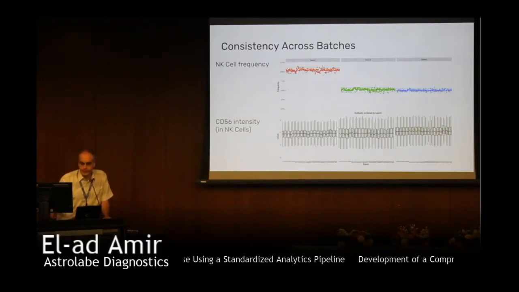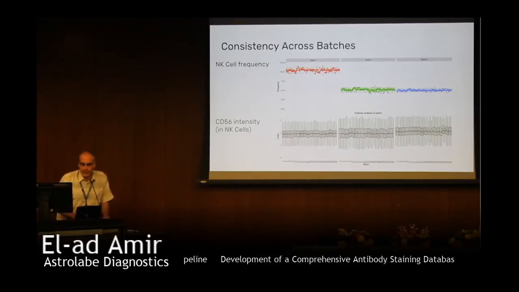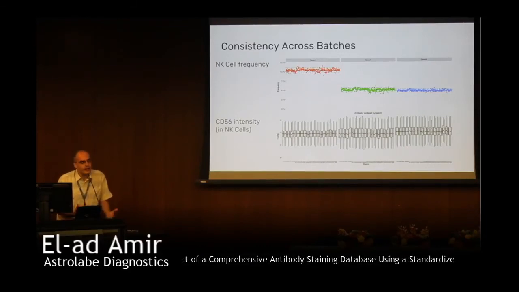Here's another example using NK cells. Again, the frequency is at the top. Each one of these dots is a separate sample, and you can see we get the same frequency across the entire acquisition. And likewise at the bottom, the intensity of CD56 in NK cells across different batches. Again, very high consistency.